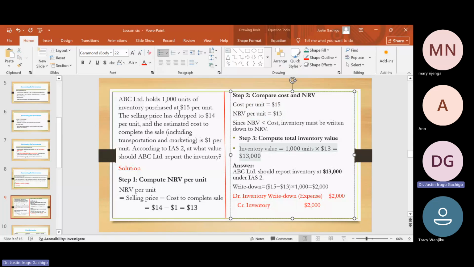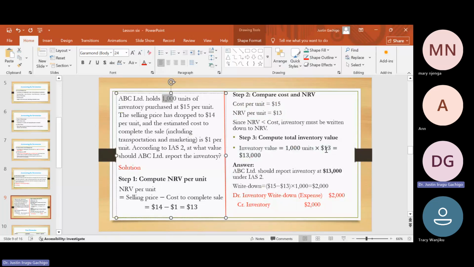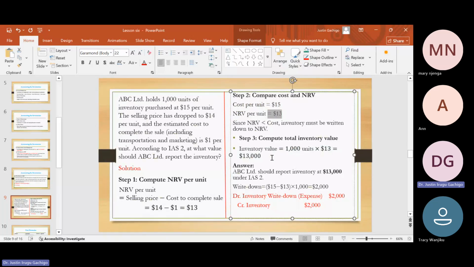That is the unit that you are selling times the price, which is 13. The NRV is 13,000. So your asset or your inventory will be valued at 13,000. That is to say, the cost, of course, you have gone a loss because you used $15 to have the inventory. Let's say you have purchased a phone at $15, and then you are selling it at 13. So you are getting into a loss.